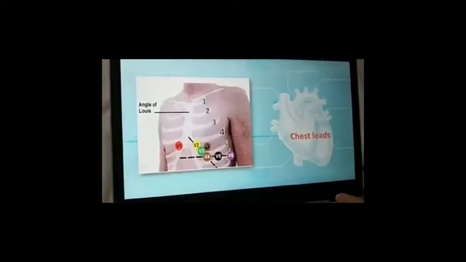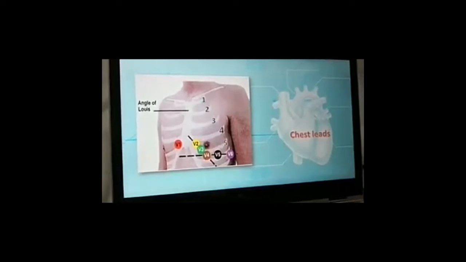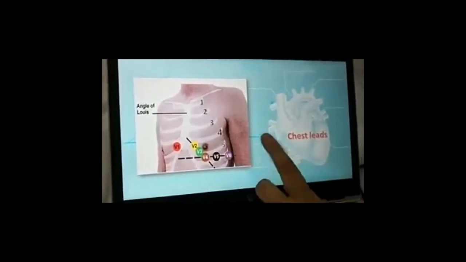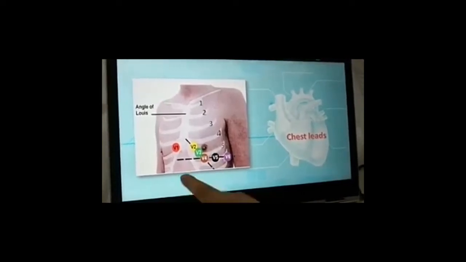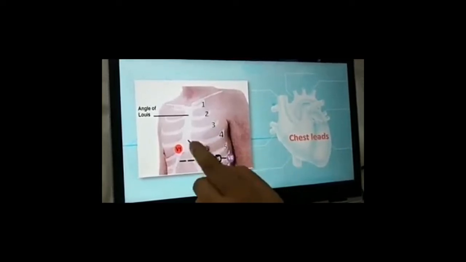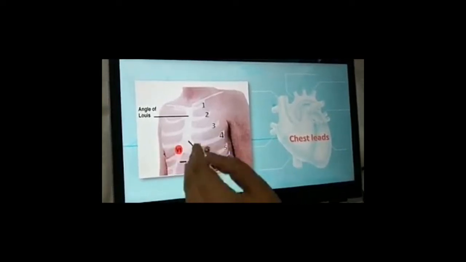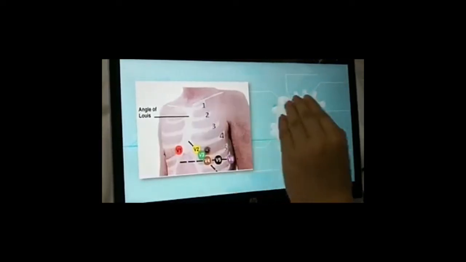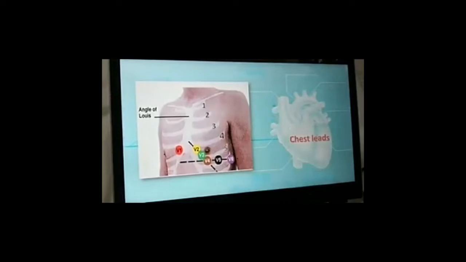Okay, the six chest leads are V1, V2, V3, V4, V5, and V6. V1 and V2 are at the fourth intercostal space, but V1 is on the right side of the sternum, and V2 is on the left side of the sternum.